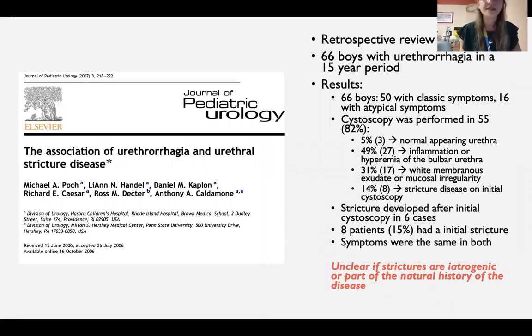One of the interesting findings is that strictures developed after the initial cystoscopy in 6 of the cases, so 11% of them, but 8 of the patients, as I mentioned before, had a urethral stricture on the initial cystoscopy. So the author reports that those with initial strictures were clinically indistinguishable symptomatically from those who did not have initial strictures. So it's hard to tell. And they conclude that it remains unclear whether stricture formation occurs as a result of endoscopic trauma or as the natural history of a subset of the patients with urethral regia, right?